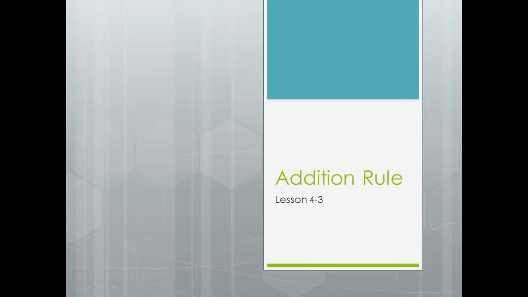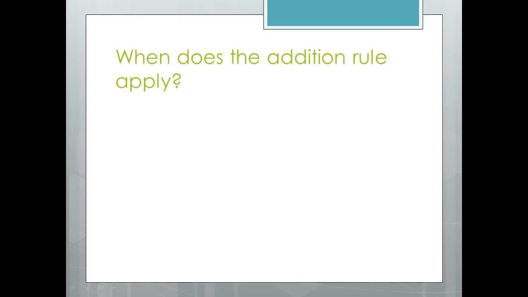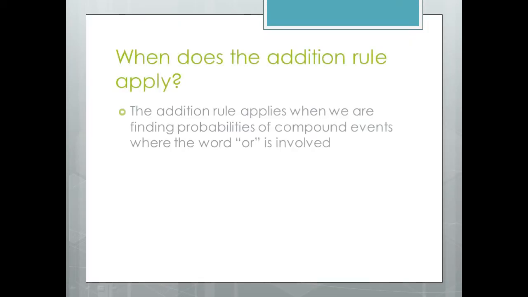Our third lesson in the Elementary Statistics Chapter 4 is on the addition rule of probability. We need to know when to apply the addition rule, and that applies when we're finding the probability of compound events where the word "or" happens to be involved.